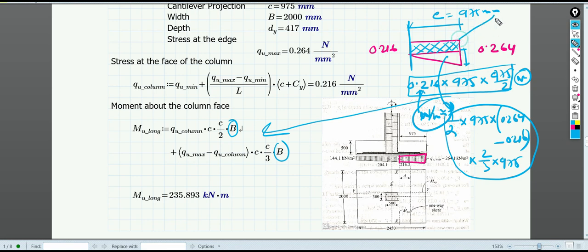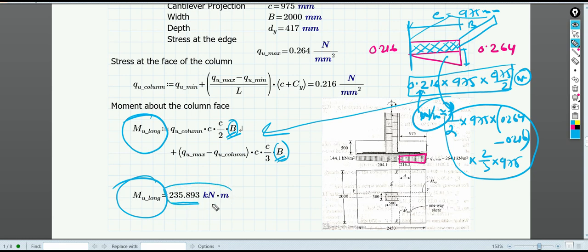And some of you might ask, why not take this portion of the stress distribution. But here you can see that the stress distribution on this side is smaller and the stress distribution on the other side is larger, right? So obviously the moment will be more compared to the moment calculated on the other side. So that is why always take the larger portion, or where the moment will be more, consider that portion.